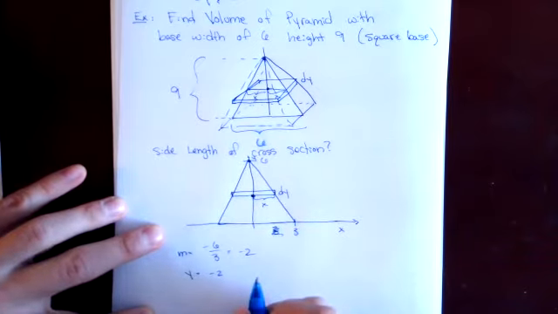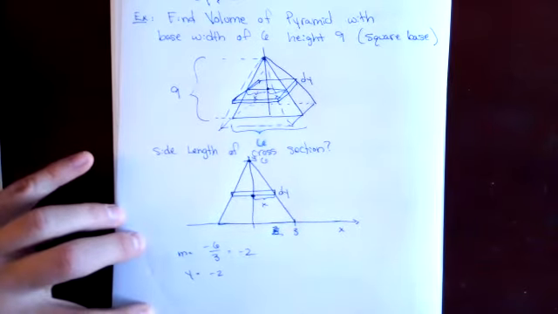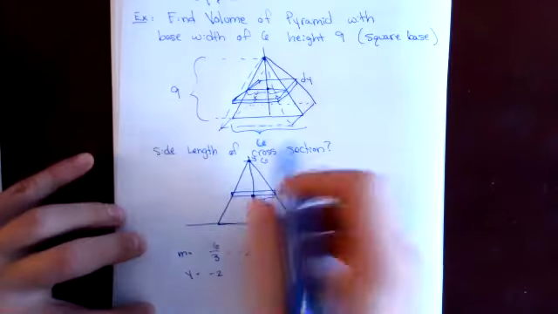Height is 9, right? What did you say? Height is 9, not 6. Oh, did I change my numbers around? Yeah, 9. Sorry about that.